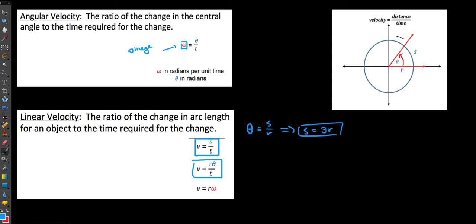So what we're going to do is look at a few instances of this rotational trig and how we might apply these two sets of formulas: angle over time, or arc length over time.